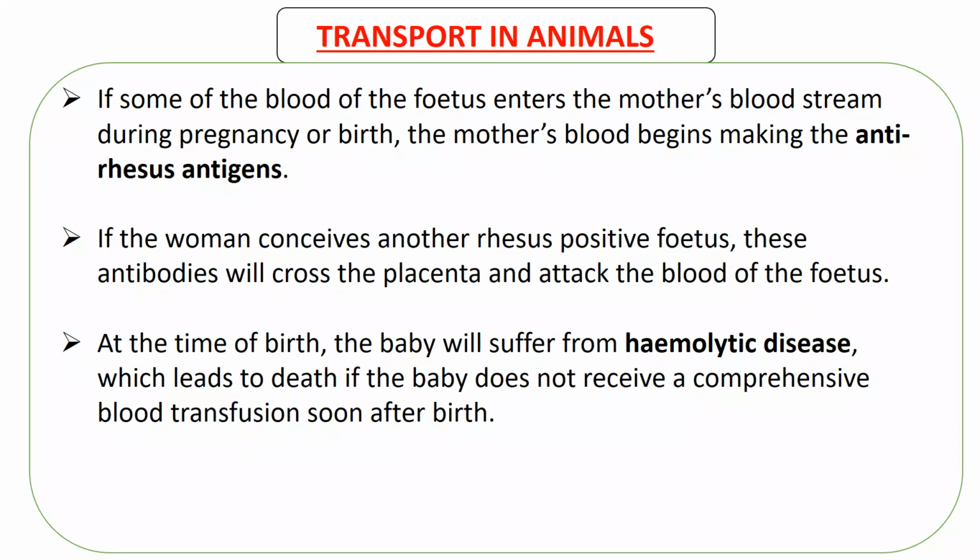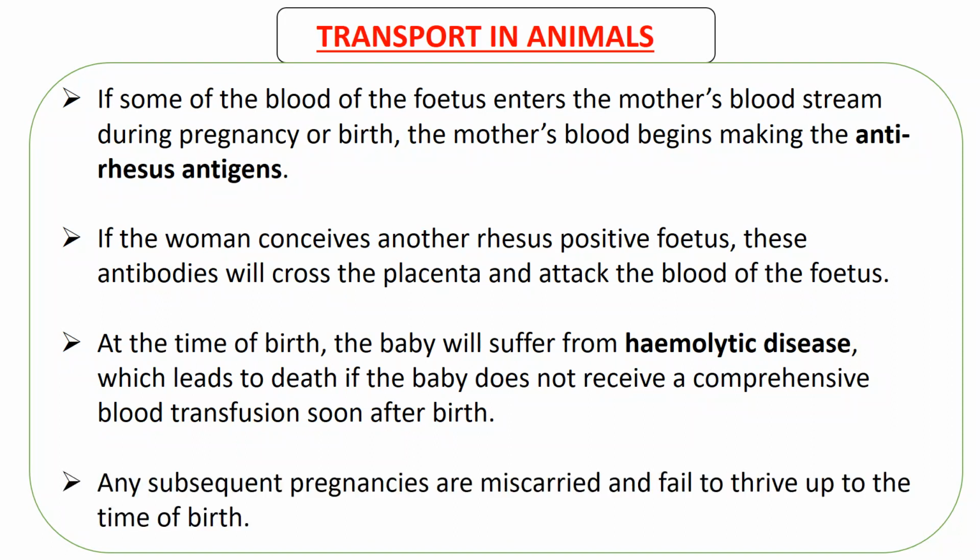So once the rhesus status is discovered, soon after birth, there should be a comprehensive blood transfusion to protect the baby against those antibodies that have come from the mother. Any subsequent pregnancies are miscarried and fail to thrive up to the time of birth.